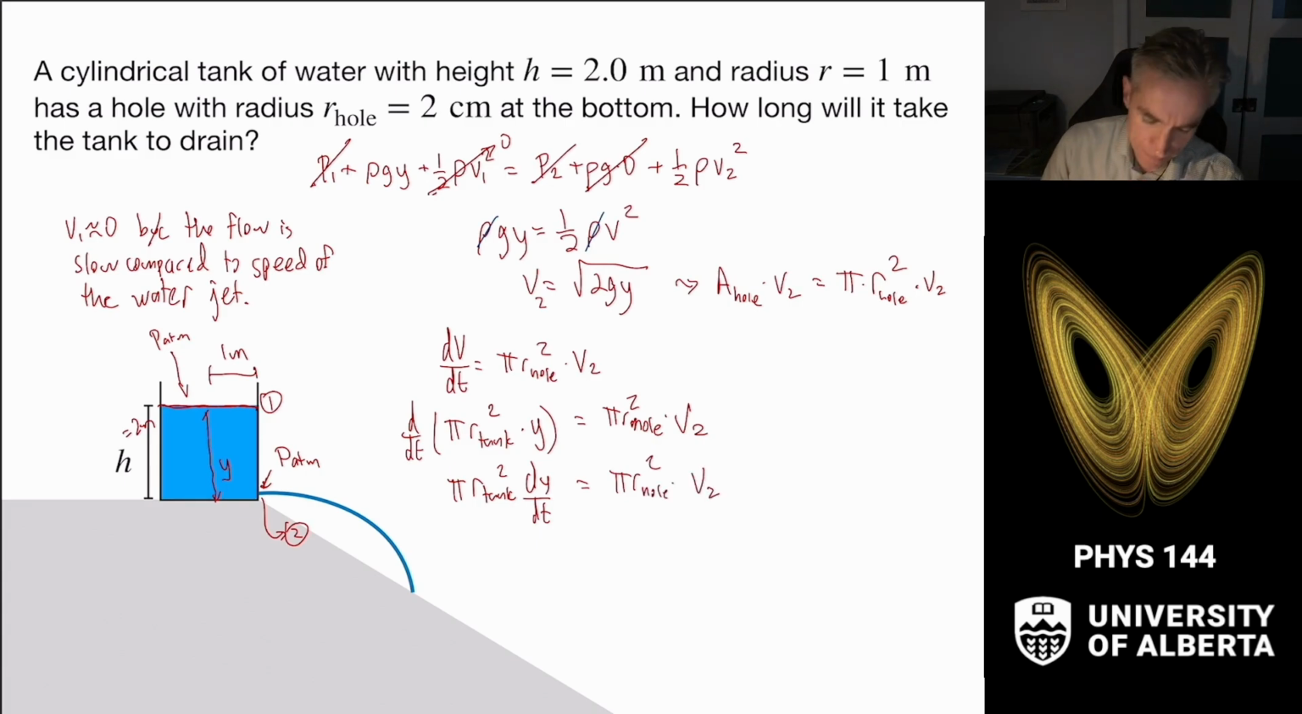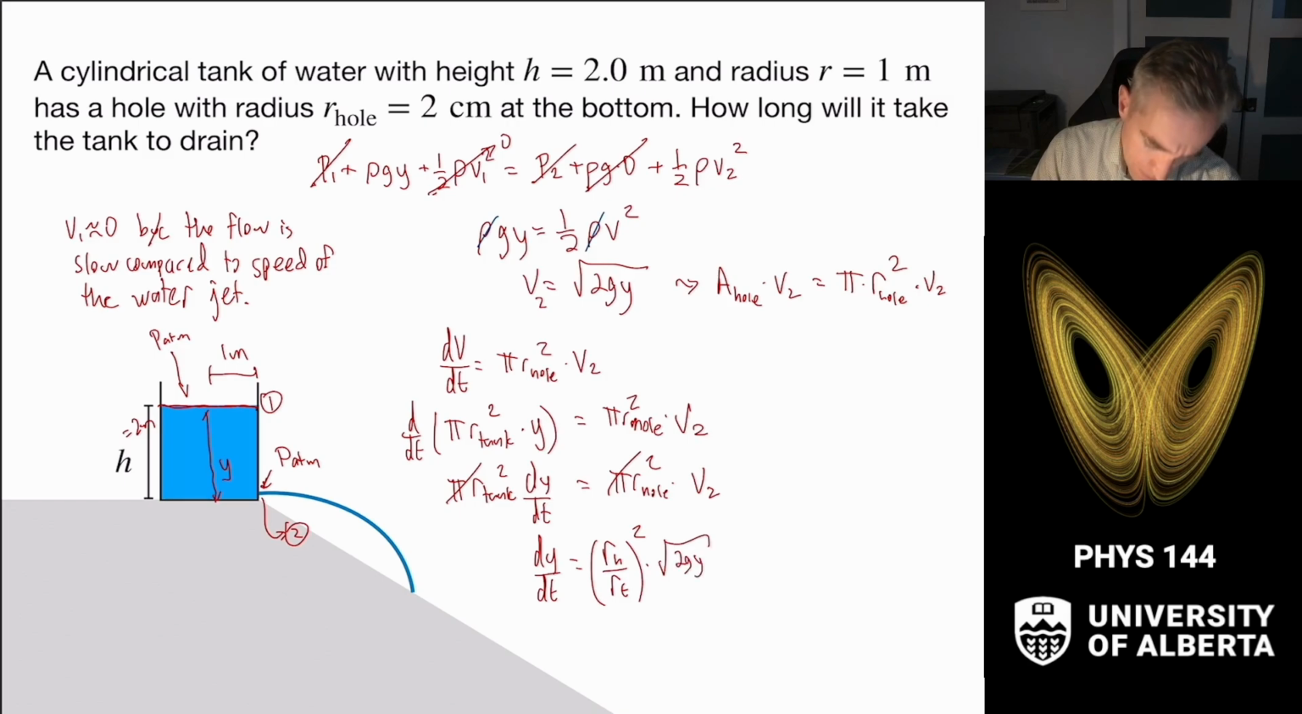which we already know is root 2gy. So we'll cancel out the pi's, and then we will end up with, consolidating the R's, dy by dt is equal to R hole over R tank quantity squared, I'm shortening the variable names, times root 2gy. And that is a separable differential equation. So I'm going to divide under by the square root of y and multiply up by the dt. And that'll give me dy over square root of y is equal to RH over RT squared times root 2g.